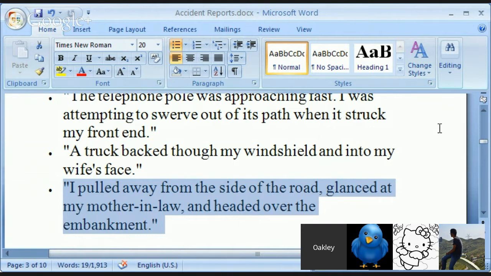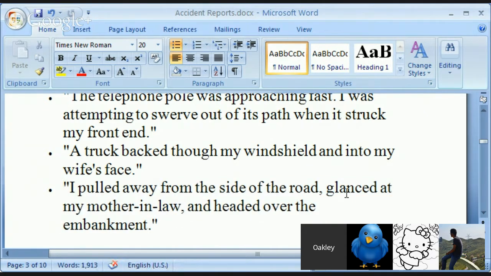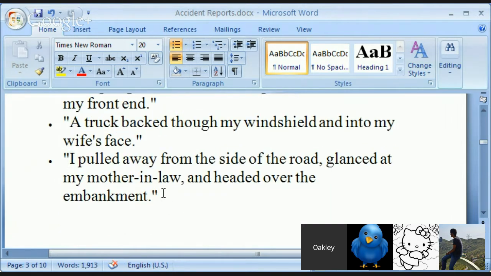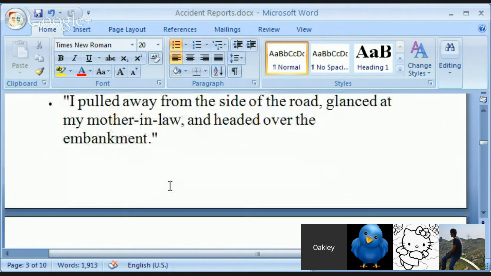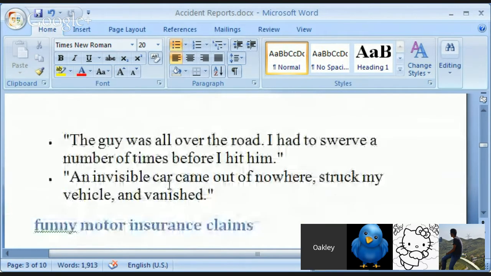Okay, so maybe he hates his mother-in-law, so because he couldn't hit her, he released his anger. Maybe. It does seem like the cause of the accident was, in fact, his mother-in-law. Glancing at his mother-in-law. Yes. That's the implication here.